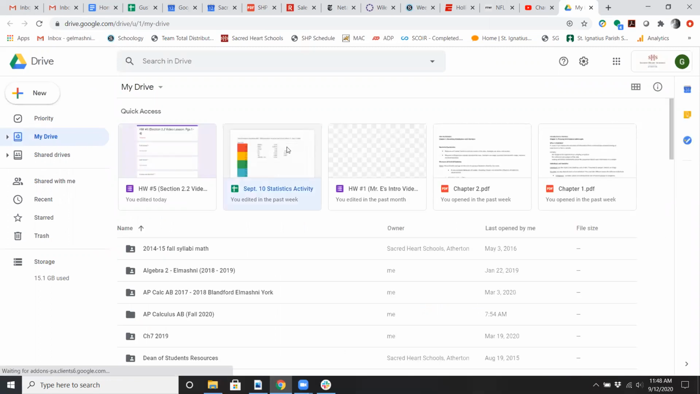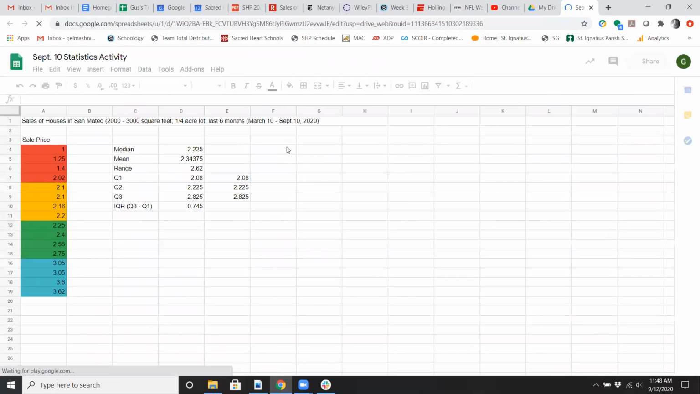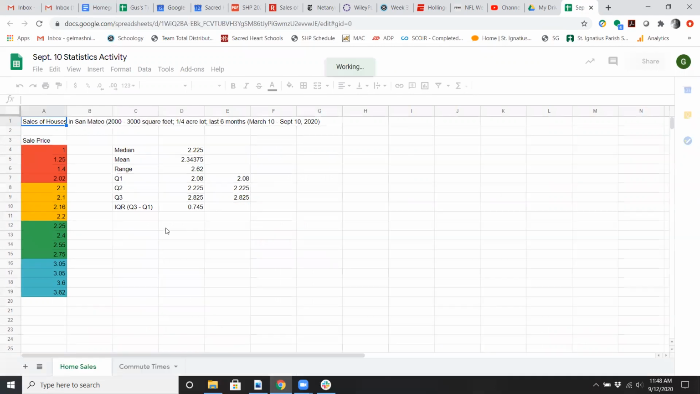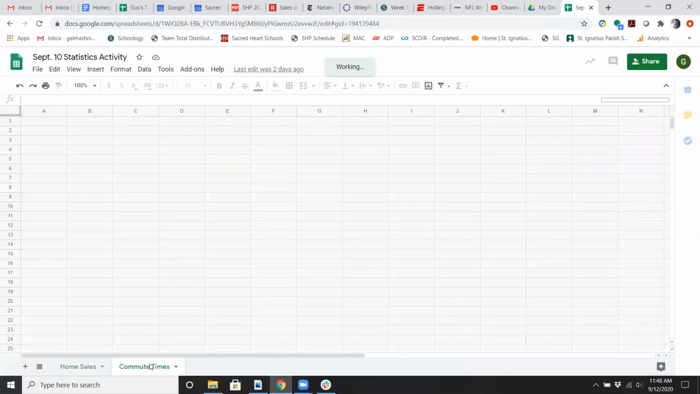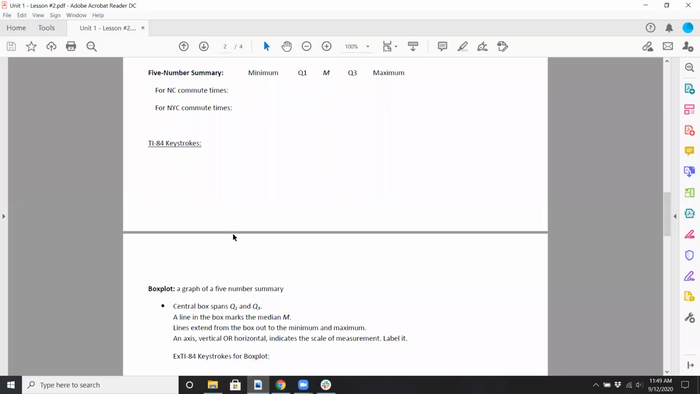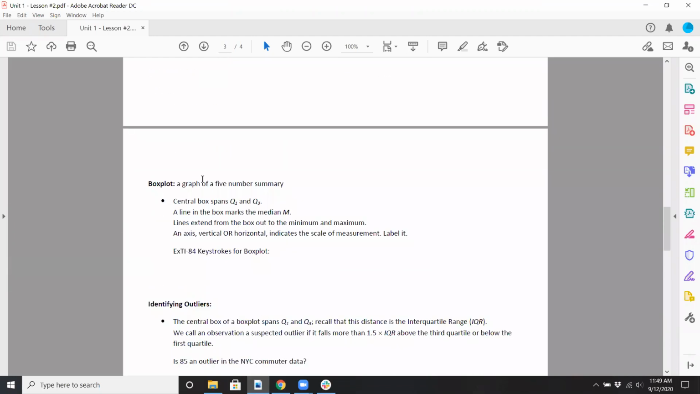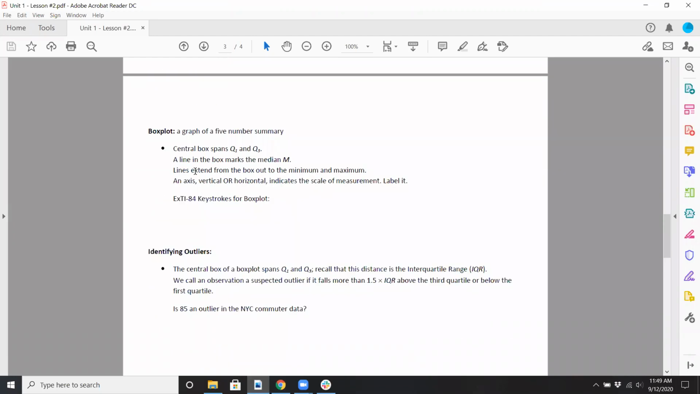So this right here should have what we're looking for. Okay, so here are the Q1, Q2, Q3 values for North Carolina, the max, the min, the range and quartile range, and also for New York City. So in the notes, you're being asked to create a box plot for this data. So let's actually do it for North Carolina.